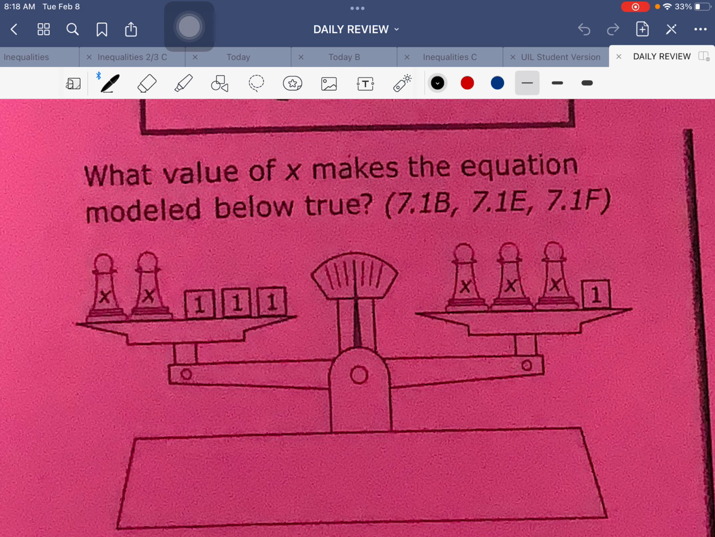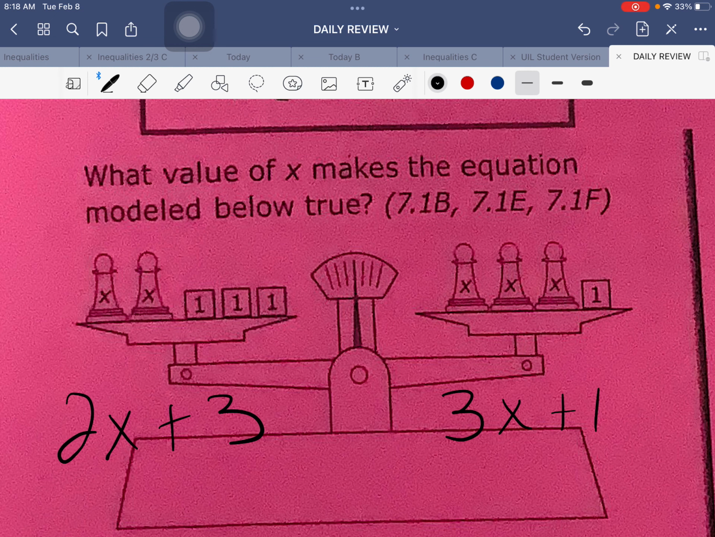What value of x makes the equation modeled below true? Okay. What do I have on the left? What do I have on the right? 2x plus 3 equals 3x plus 1. On the left, I have 2x plus 3. And what do I have on the right? 3x plus 1.